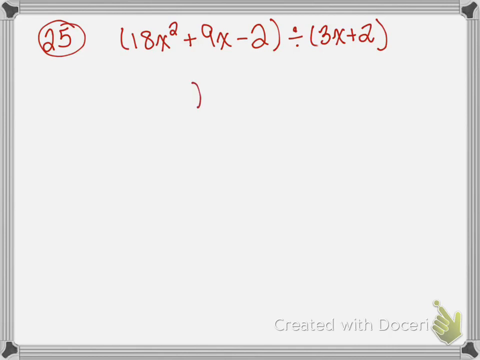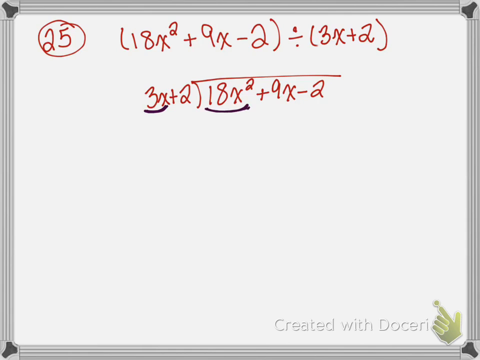So I'm going to put the 18x² + 9x − 2 inside. Then I'm going to do 3x + 2 on the outside. I should have changed my color, but oh well. So now I say, 3x times what gives me 18x²? 6x, good. And that has to go over the second number, like 9x. You will be happier if you do it that way, okay? That is the ideal way to do it.